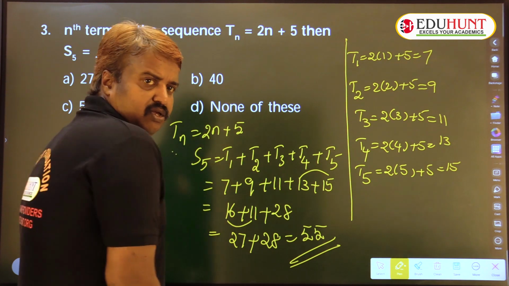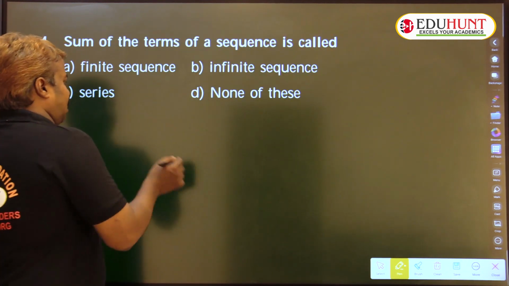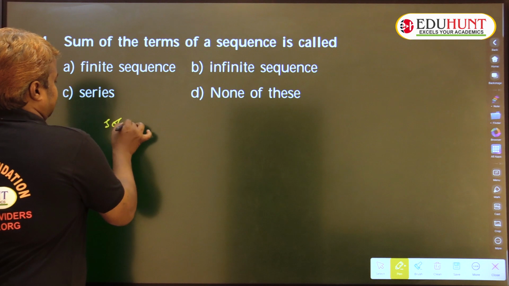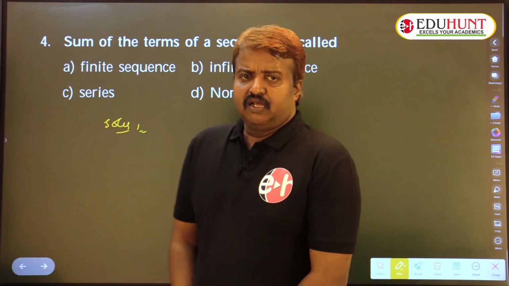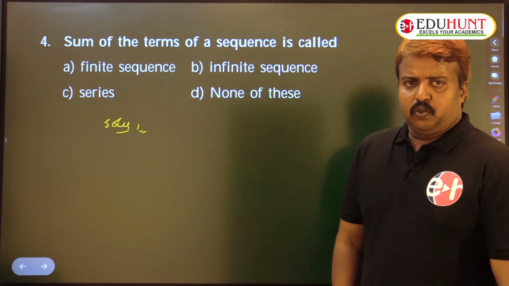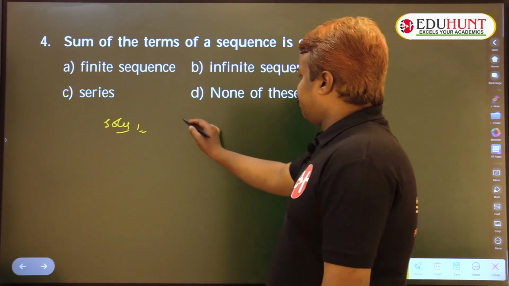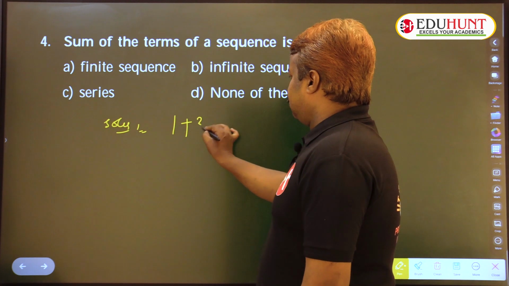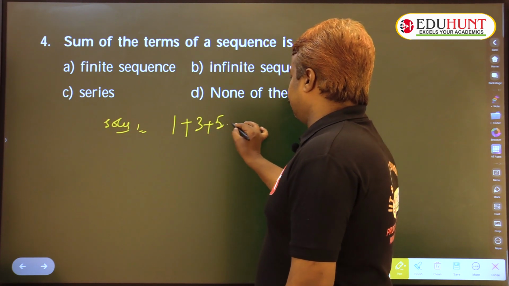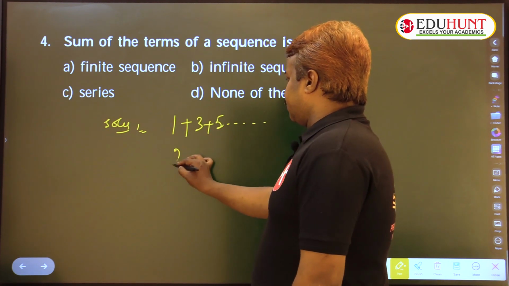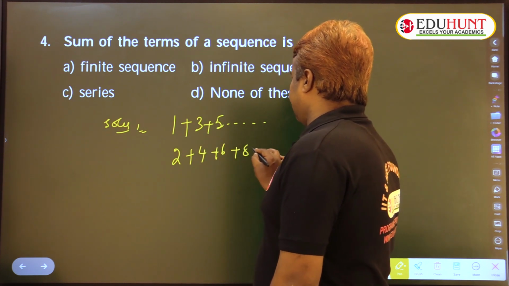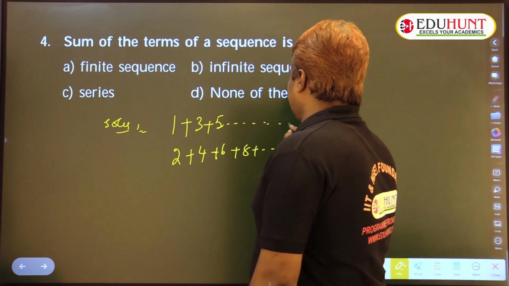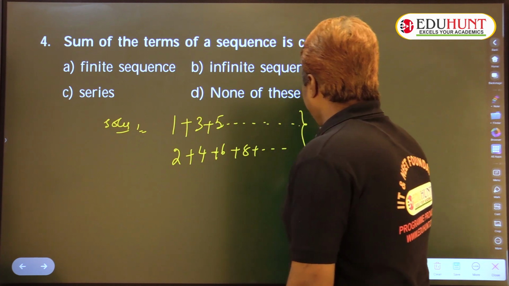Okay, now children, what is the sum of terms of a sequence? In the definition, the sum of terms of a sequence: 1 plus 3 plus 5, and so on. You can take 2 plus 4 plus 6 plus 8, and so on. So these are called series.